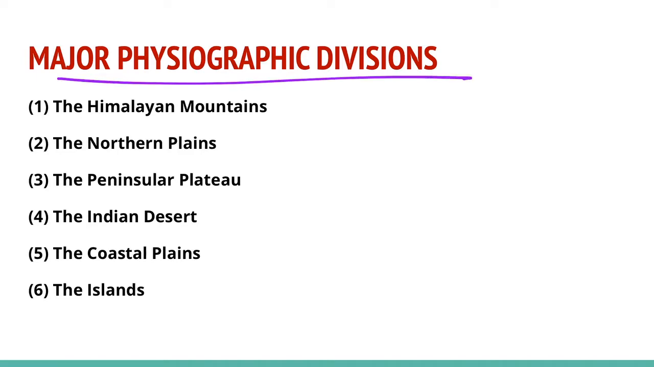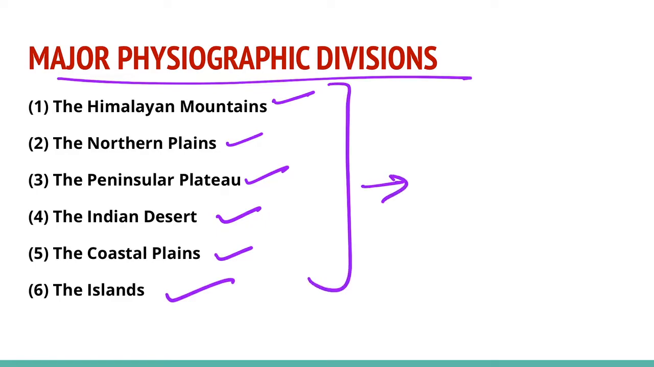Major physiographic divisions. The physical features of India can be grouped under the following physiographic divisions: the Himalayan mountains, the northern plains, the peninsular plateau, the Indian desert, the coastal plains and the islands. Let's discuss these divisions one by one.